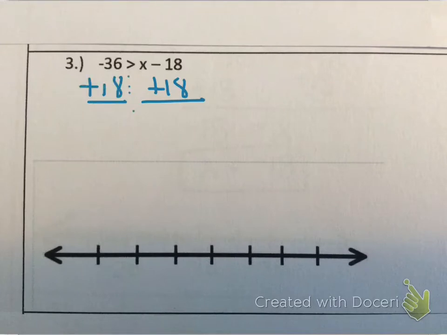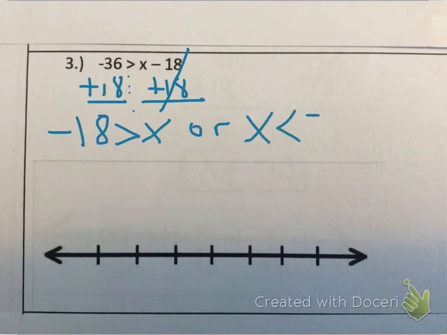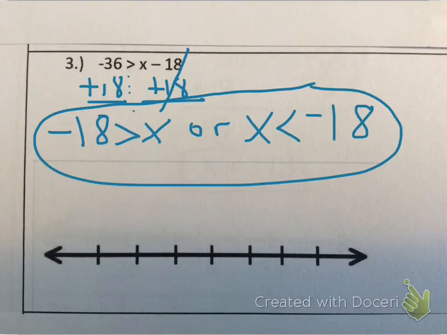On the right side here, my -18 plus 18 would be 0. That's your additive inverse. I'm left with x. Bring down your symbol. And -36 plus 18, you have different signs, so you should subtract. 36 minus 18 is 18, and my bigger number is 36, so that's a -18. And that would be your answer. If you want to rewrite it, x is less than -18, that's totally fine as well. You should be able to read this backwards. Okay, and we're going to graph that.